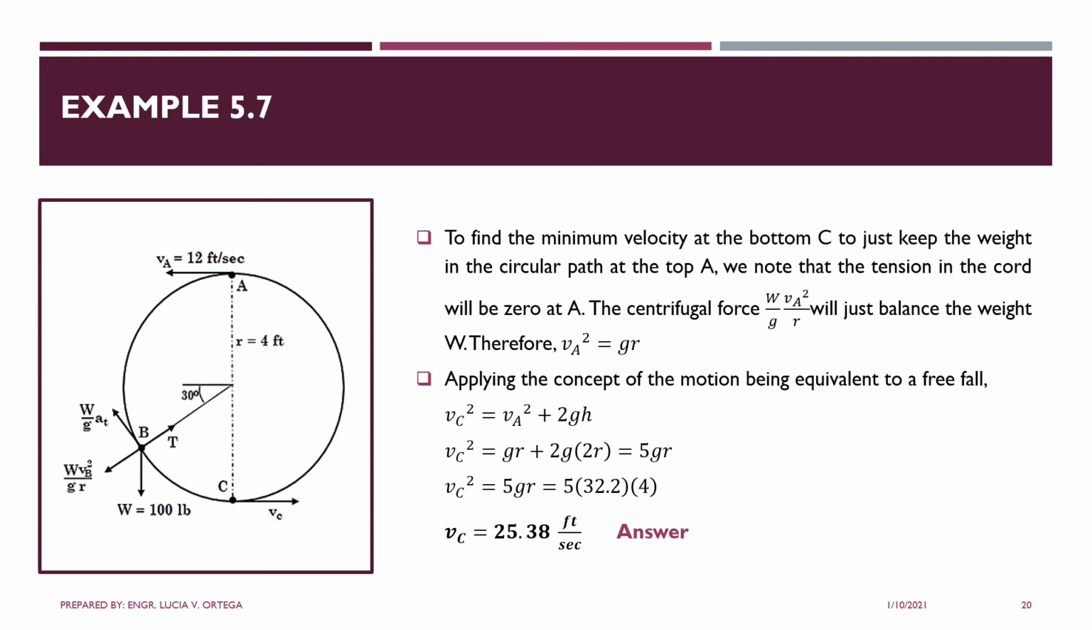So when it is rotated, it will reach point A again. Starting from point A to point C, the velocity at C is 25.38, then it will rotate again, reaching point A.